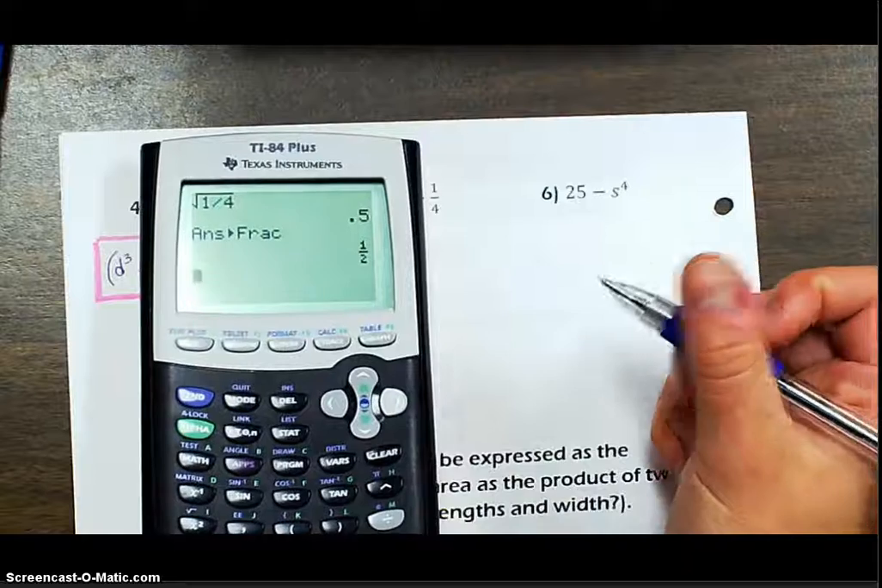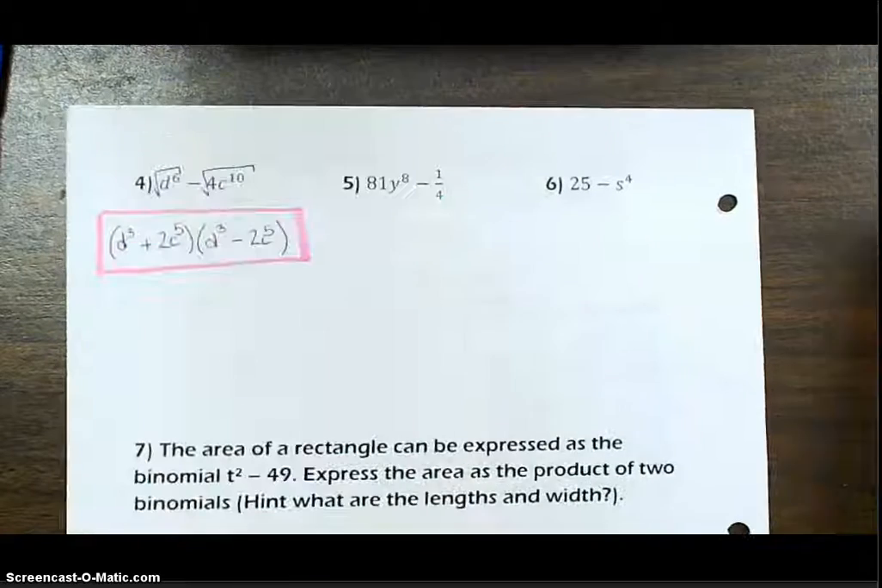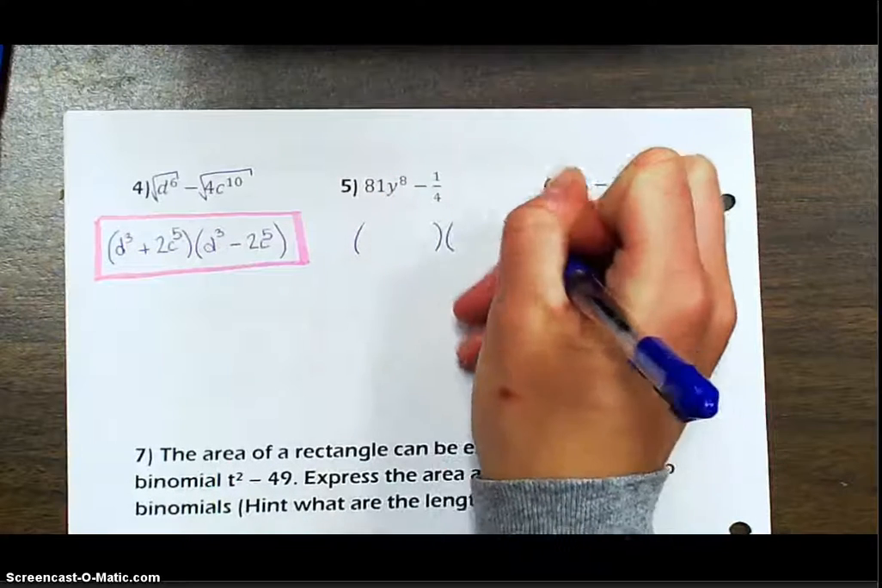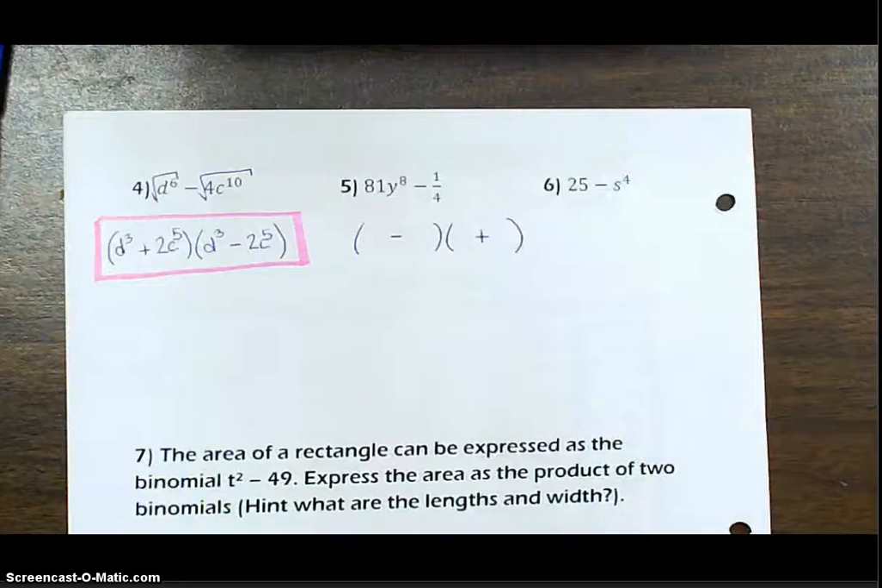So is 1/4 a perfect square? Yes, you can square root it, and you get 1/2. All right, so let's go ahead and factor this out. One gets a plus, one gets a minus. I'm going to do my minus first this time.